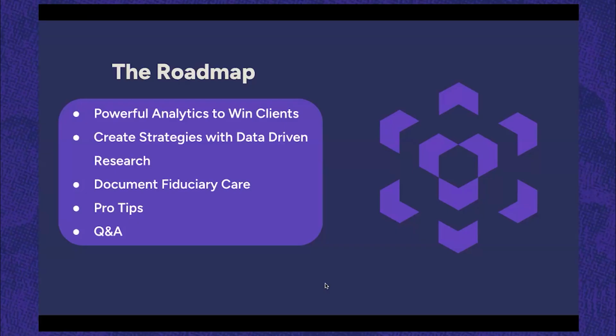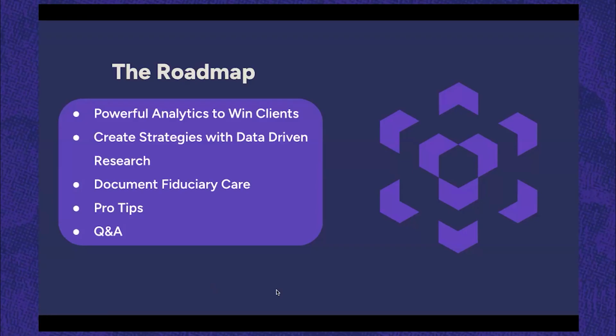In terms of today's roadmap, Stephanie mentioned it already, but we're going to be doing some analytics to win over clients. Starting with research in AI discovery, then we'll move into things like stats, building out proposals and showing comparisons between a proposal and a portfolio, and then ultimately documenting that fiduciary care with some pro tips baked into all of that. Of course, we'll be rounding out the session today with some Q&A. So again, if you have questions, please drop them in that Q&A box so that we can field them for you.